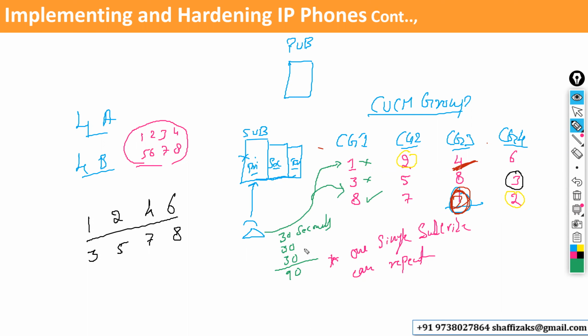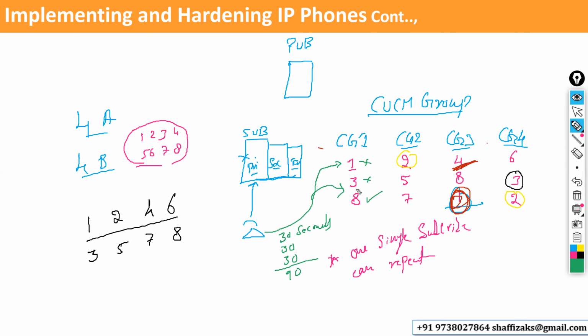Because when the phone is registering with the secondary server, it will be sending keep alives to the first one also. It's not sending keep alive to only one server. It's sending keep alives to both servers, primary also, secondary also. If the primary is coming up, then it will switch back and register with the primary server.